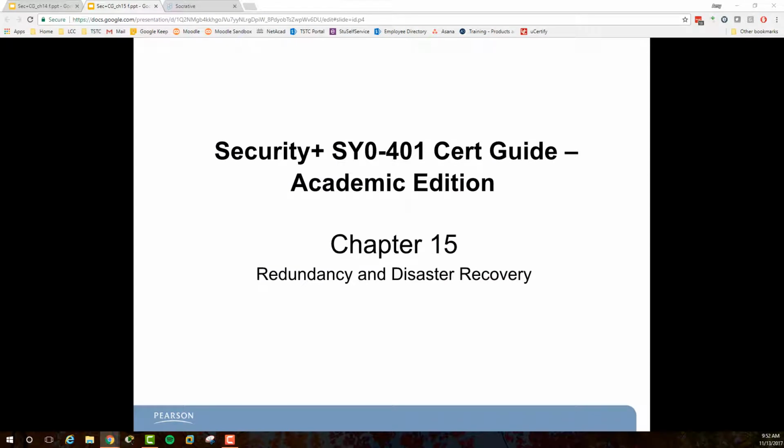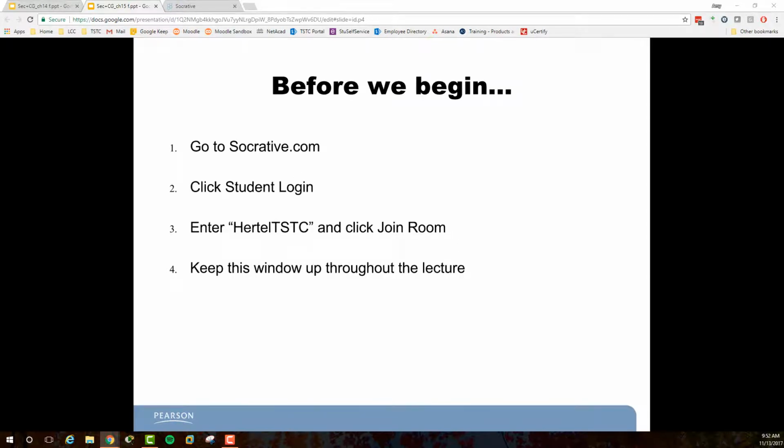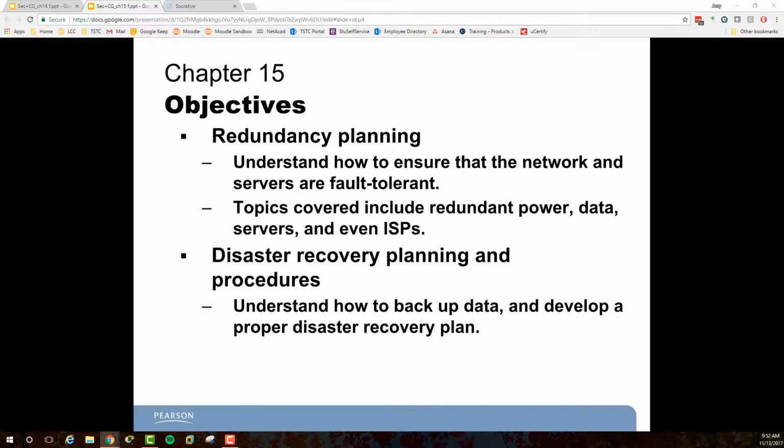All right, let's get into chapter 15, redundancy and disaster recovery. If you've been through Network Plus, most of this is going to sound really familiar. And to be honest, a lot of it has to do with common sense approaches to controlling a network and controlling security on a network. So this chapter talks a lot about redundancy planning and all the different ways you can be redundant and fault tolerant in a network, as well as disaster recovery planning and procedures: how you're backing up your data, and when a disaster happens, how are you going to address it.